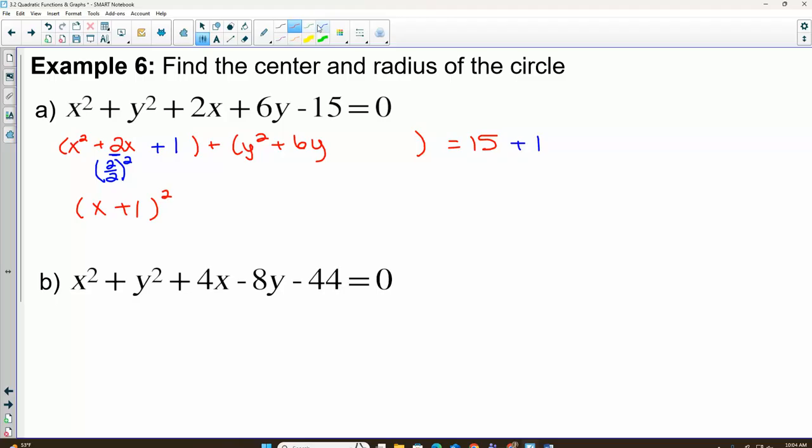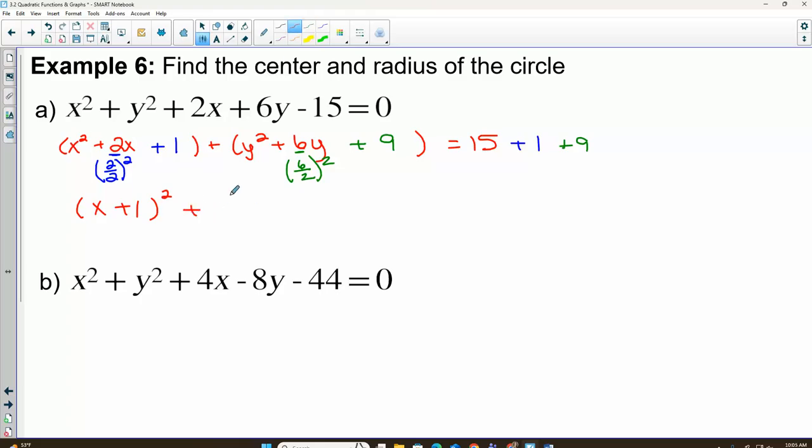We have to do the same thing with our y's. So the middle term was 6. We divided by 2 to create 2 parentheses, and then we square it. So 6 divided by 2 is 3. 3 squared is 9. So we put a plus 9. But if I put plus 9 on one side, I put it on the other.